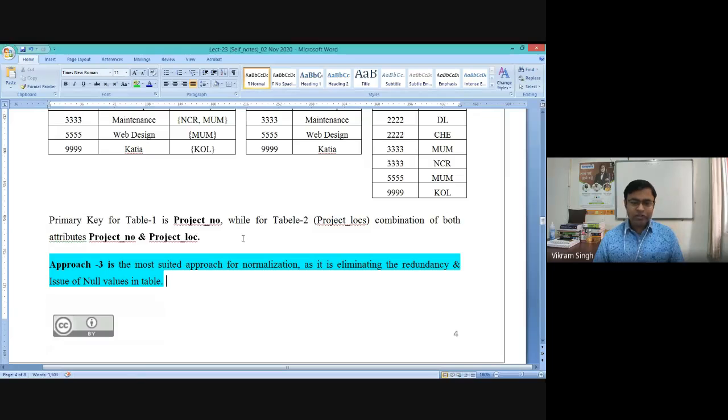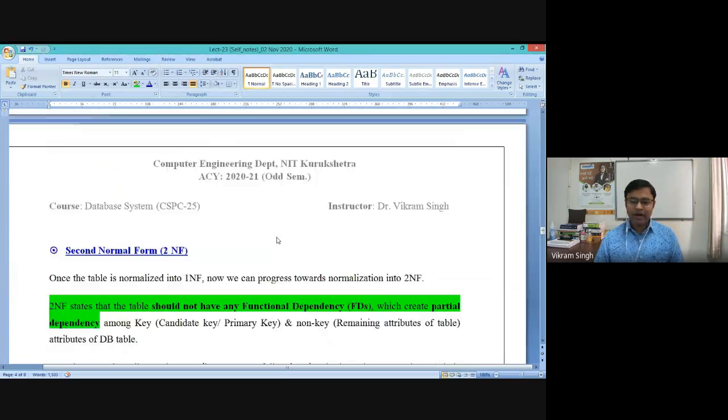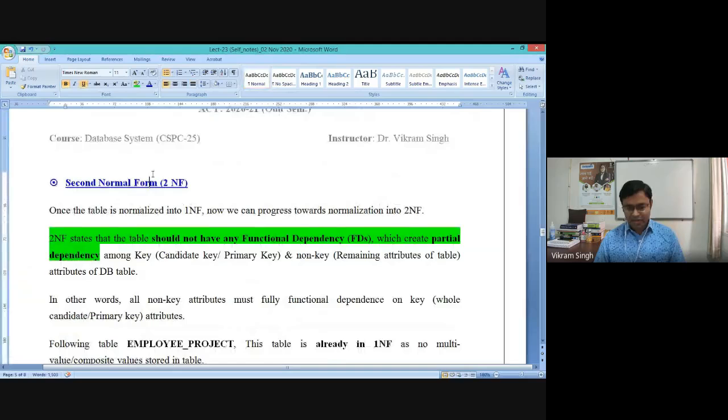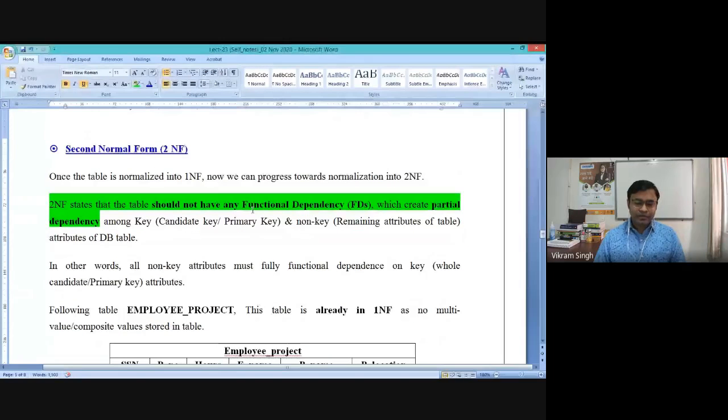Now we are moving towards a different normal form, the second normal form, right? Second normal form naturally has different conditions. Now we have normalized a given database table into first normal form, and if you are interested in normalizing this database table into the second normal form, you can immediately find out whether this database table is in the first normal form or not.